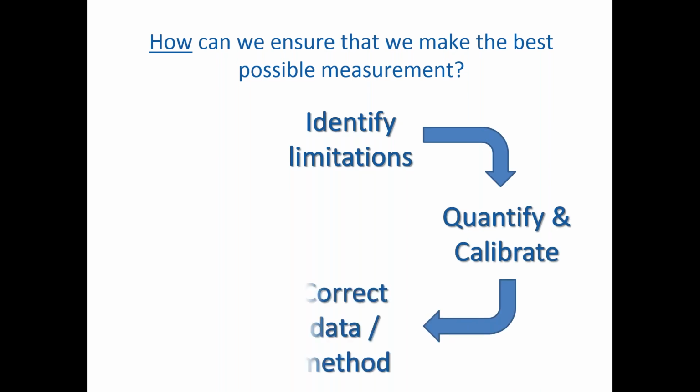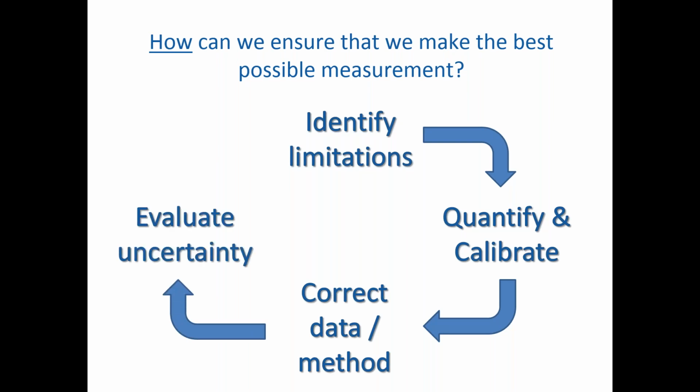Having calibrated our equipment and identified limitations potentially in our experimental method, we can either use that calibration data to correct our measured data to get a more accurate value, and maybe correct our experimental method to allow us to counter some of the limitations that we've already identified. And then at the end of that process, we can come along and evaluate our uncertainty.